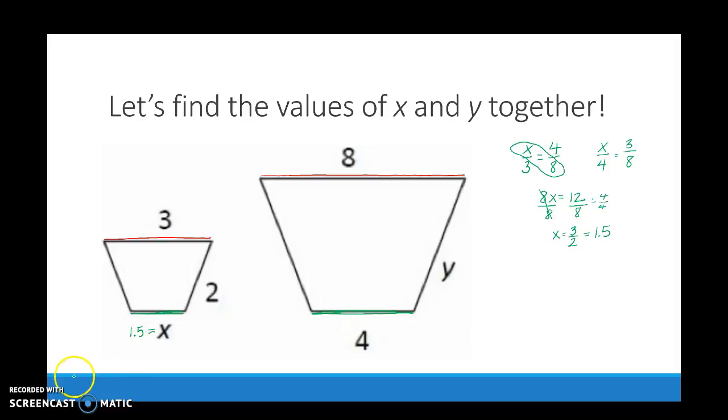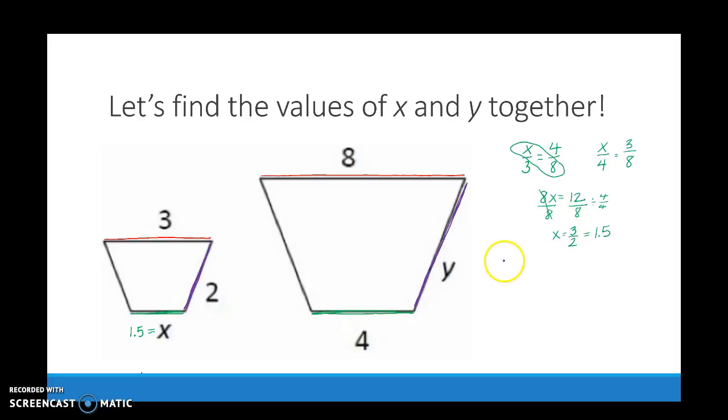And now we're going to move on to find our y value. Alright, so y corresponds to 2 over here. So what we're going to do is write a proportion. And guys, I want you to use these corresponding sides up here, the red ones, 3 and 8, because although we could use x and 4, or 1.5 now and 4, if you made a mistake there, I don't want your mistake to then affect you finding y.